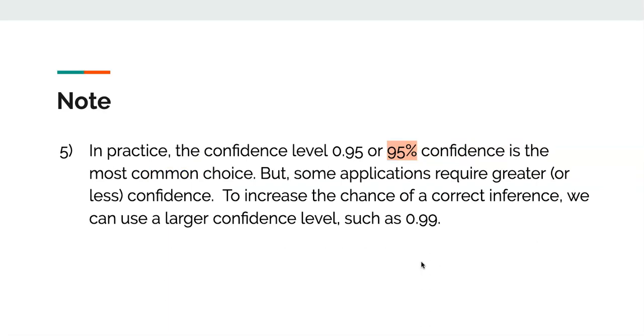So in practice, a confidence level of 0.95 or 95% is the most common choice, but some applications require greater or less confidence. To increase the chance of a correct inference, we can use a larger confidence level such as 0.99. 0.99 is probably the highest that we will do, but 95% is probably the most common.